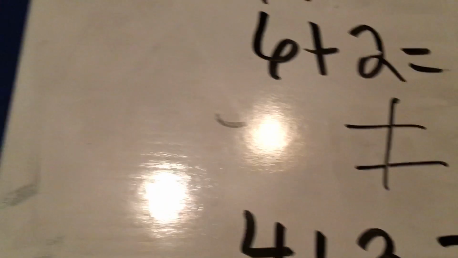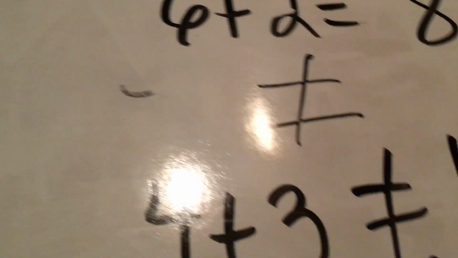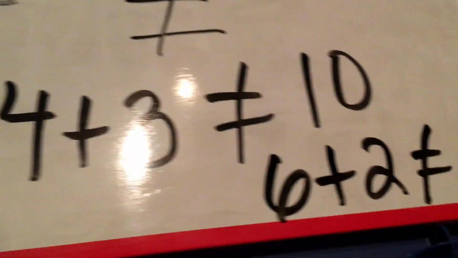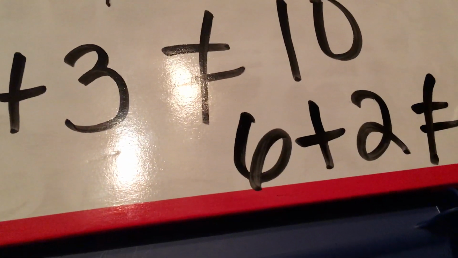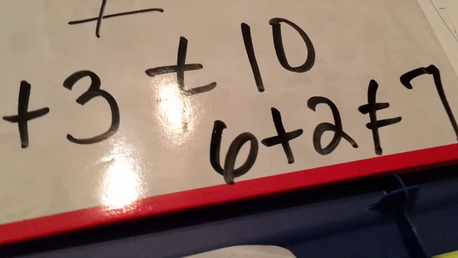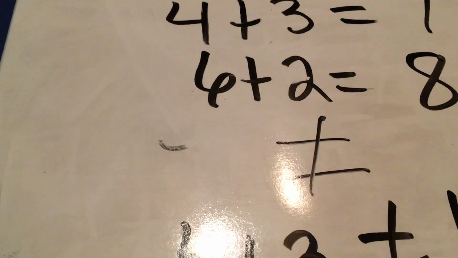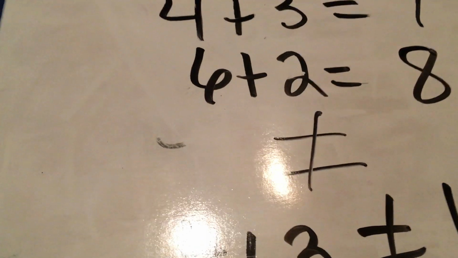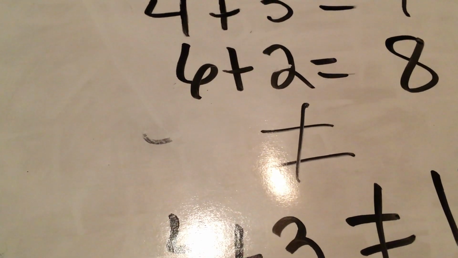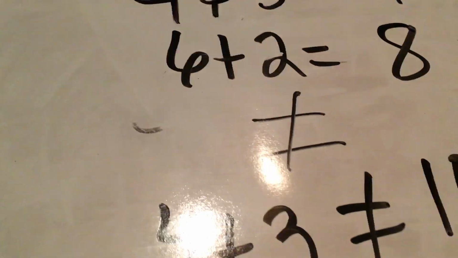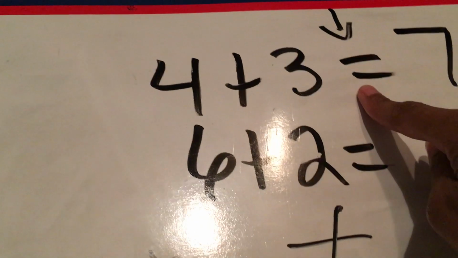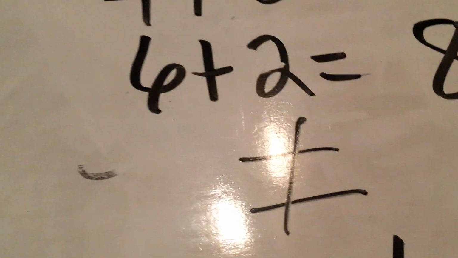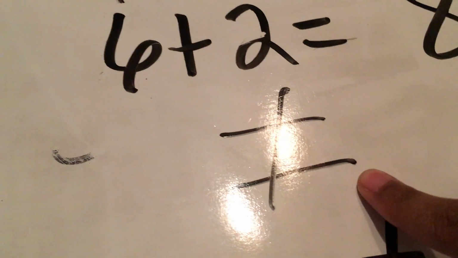Also, we can use 6 plus 2, excuse me. 6 plus 2 is not equal to 7, because we know that 6 plus 2 is equal to 8. Alright, so we've gone over equation, which is just a number sentence with an equal sign. We've gone over what the equal sign looks like, which is here. And we've also gone over what an is not equal to sign looks like, which is right here.